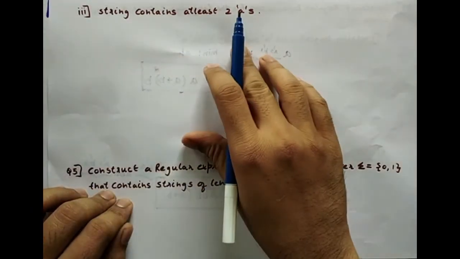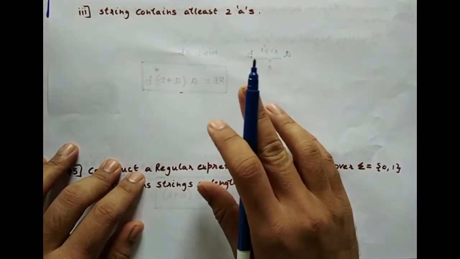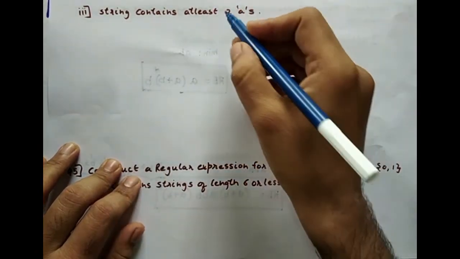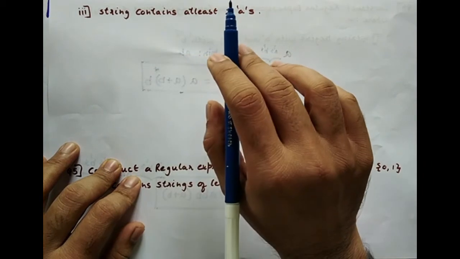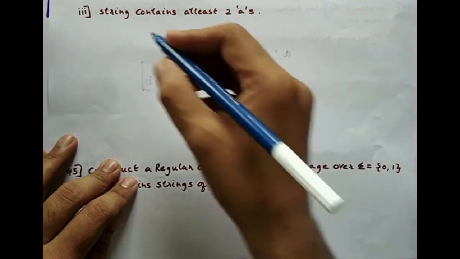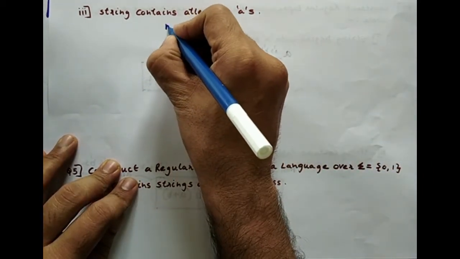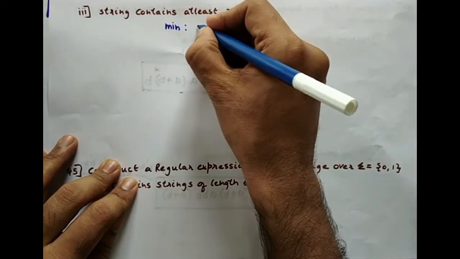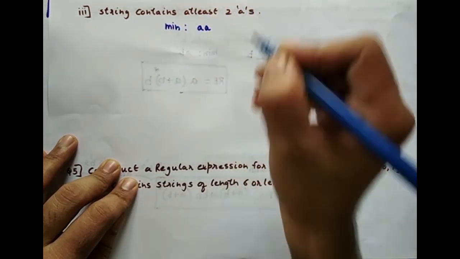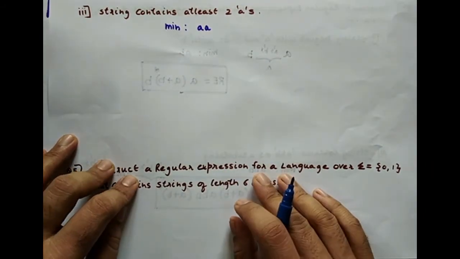Now in the third sub problem, again the language of a's and b's, but here the constraint given is that the string should have at least 2 a's. Okay, the string should have at least 2 a's. So similarly, what is the minimum possible string that we can think of? At least 2 a's. So the minimum possible string will be aa itself, but there are 2 a's.